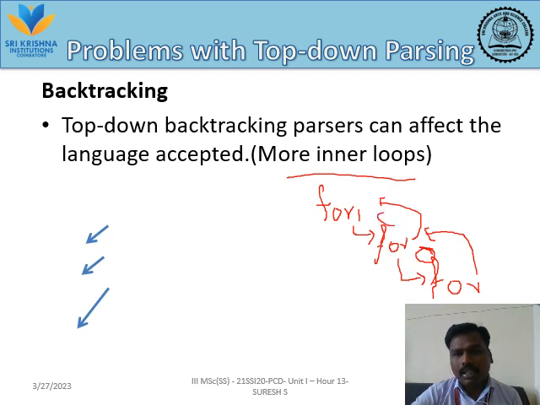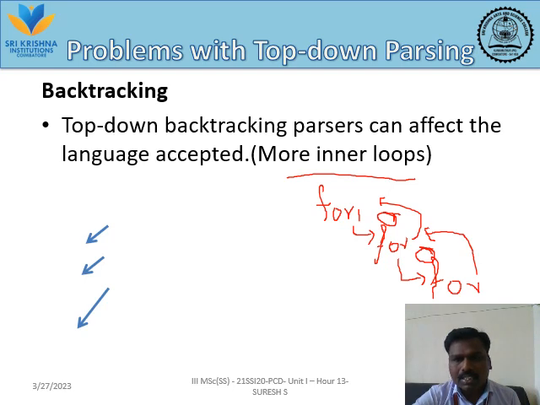Then this loop will be called again here, and according to that, it will execute. So we are supposed to backtrack all these things. The top-down backtracking should be done when we have more inner loops. Then only the language will accept it. Okay, so now let us see how this works.